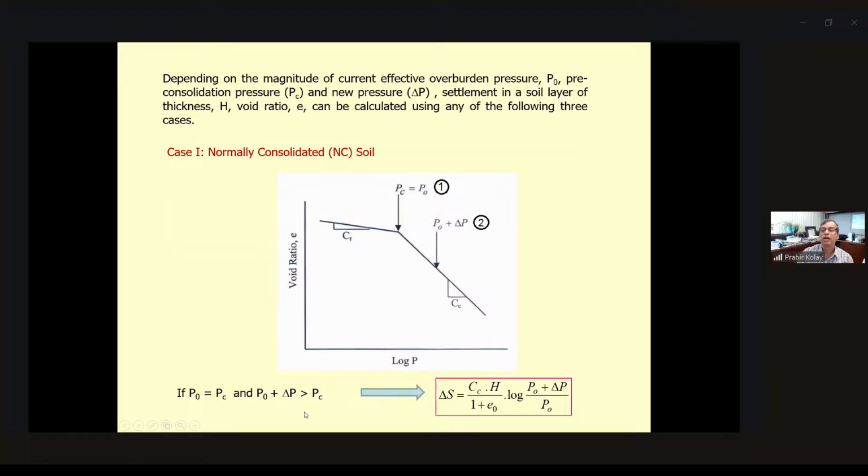the pre-consolidation pressure and the additional load is more than the pre-consolidation pressure, so we can use this. It just behaves like a normally consolidated clay. ΔS is equal to Cc times H divided by 1 plus e0, times log of the initial pressure p0 plus the change in pressure, divided by p0. The change in pressure you can calculate using several methods: the 2:1 method, the Boussinesq equation, the equivalent point method, or the Newmark chart. There are several methods to calculate how much additional load is coming from the surcharge, and then you can find the settlement. So this is normally consolidated clay.